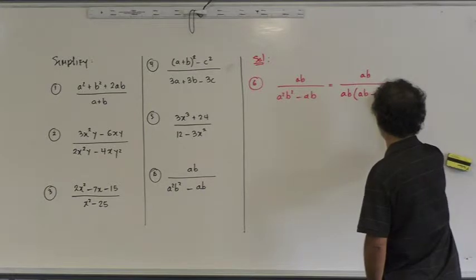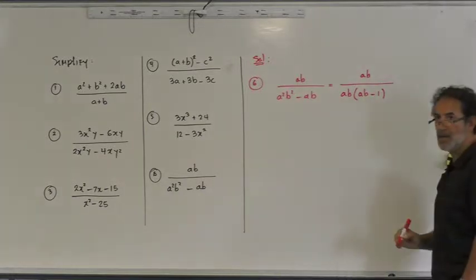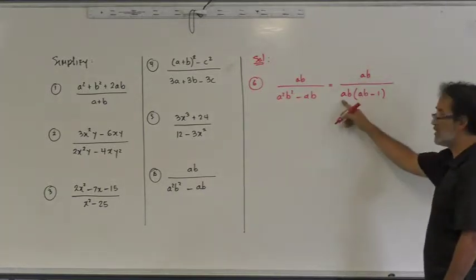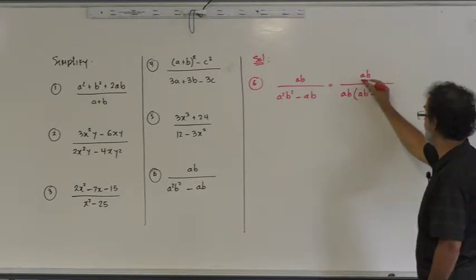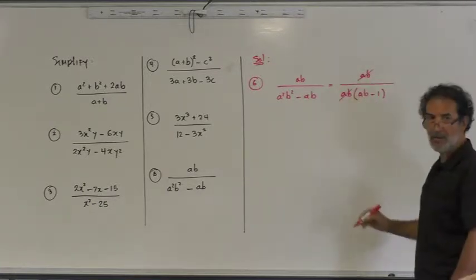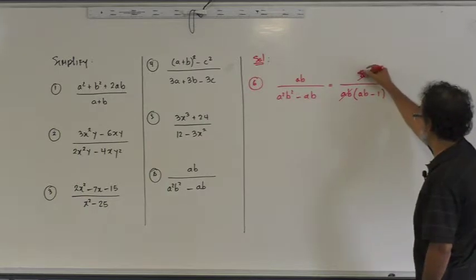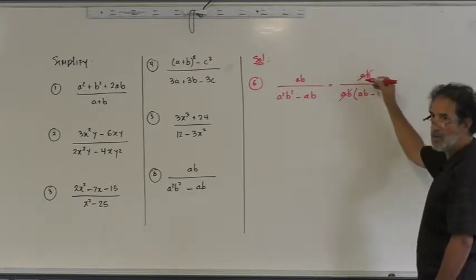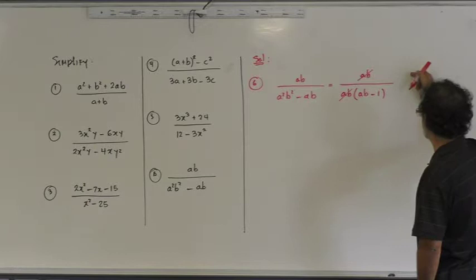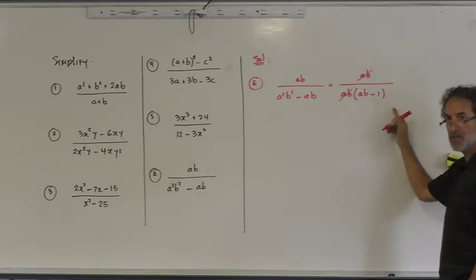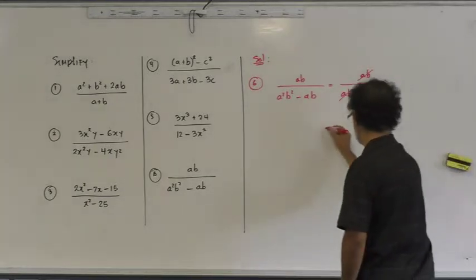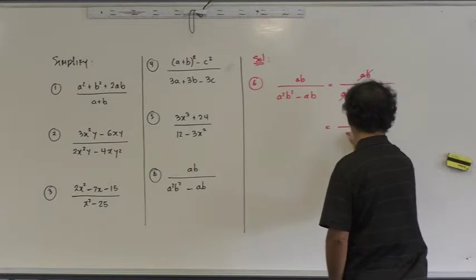AB minus 1. Okay, and then you can see that we have this and this, so we can cancel that one and cancel that one. But you've got to remember that we still have 1 in front of the AB. There's no way you're going to say that is equal to 0 over AB minus 1. It's 1 over AB. Yes. So it's 1 over AB minus 1.